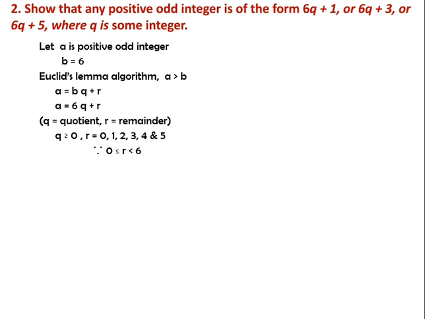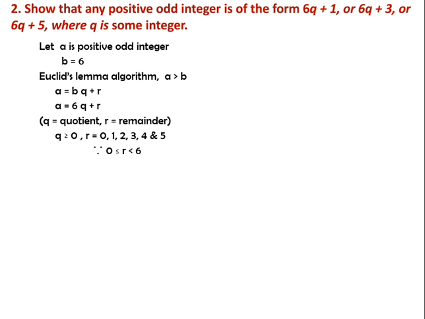Then q is greater than or equal to 0 and r is less than b. The value of r should be less than the value of b. So r is less than 6. All the values should be below 6. So 0 1 2 3 4 5. Since 0 less than or equal to r less than 6, we are going to substitute all these 6 values for r.